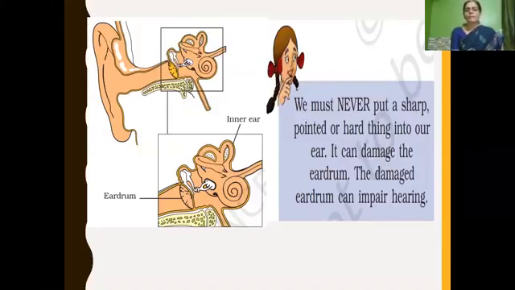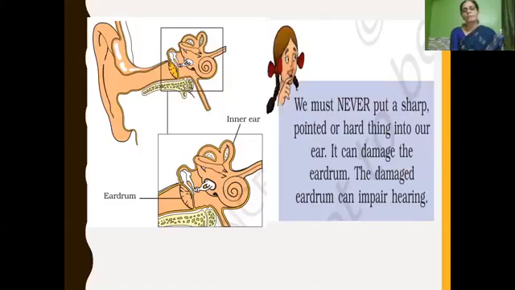That is why we must never put sharp, pointed or hard things into our ear. Sometimes if you want to clean it with a sharp safety pin or a pencil, if you put it inside your ear, it can damage the eardrum. Once the eardrum gets damaged, just imagine the bottle fixed with a rubber balloon, when it is torn off, then it cannot vibrate.